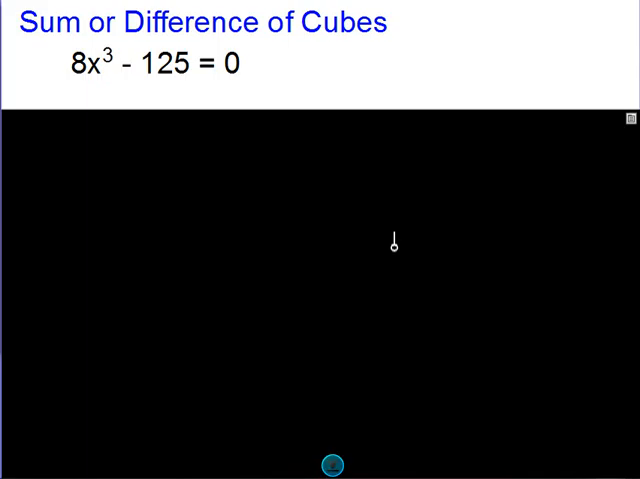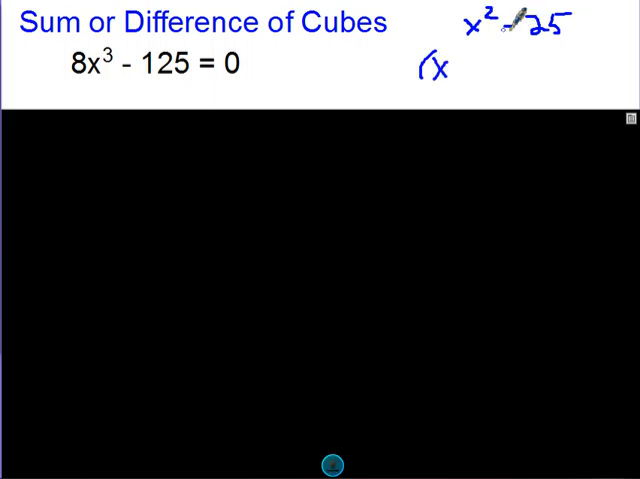We're going to talk today about a special factoring pattern called the sum or difference of cubes. Difference of cubes, that may sound familiar. You had something in Algebra 1 called the difference of squares. It looked like this, x squared minus 25. And when you were asked to factor it, there was a special factoring pattern.